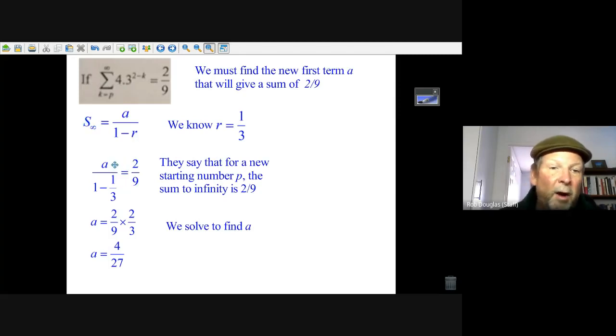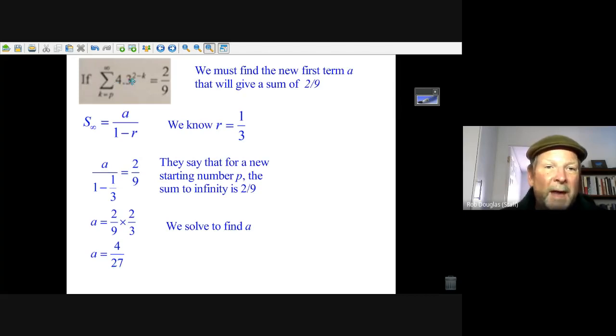I know that r is 1 over 3 for this sum, this series, but I'm going to try and figure out what a is. So a over 1 minus 1/3, we can put in for r, and we know that the whole sum is 2 over 9. If we solve, 1 minus 1/3 is 2/3, we multiply both sides by 2/3. Hey, we've got part of the problem solved because we want the first term to be 4 over 27.